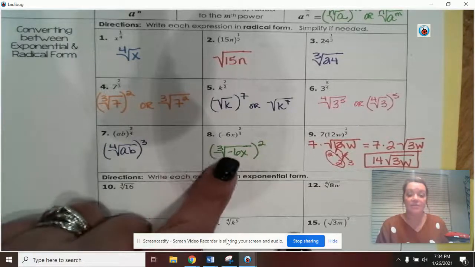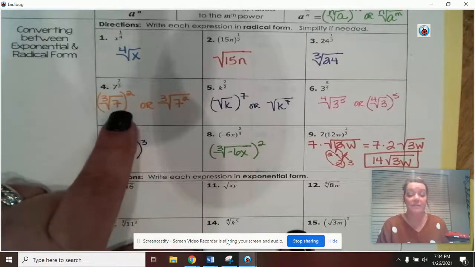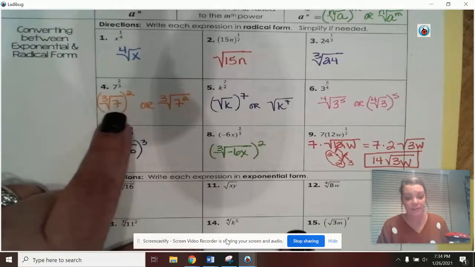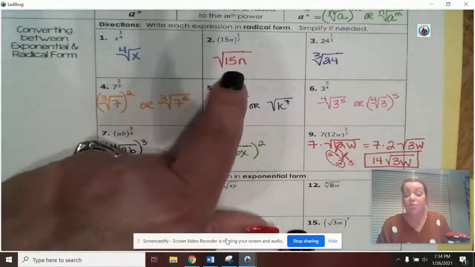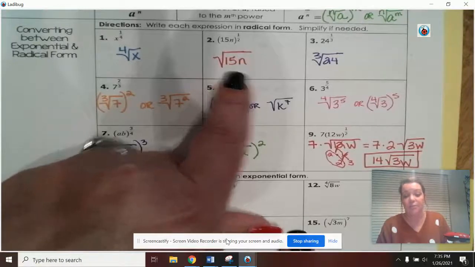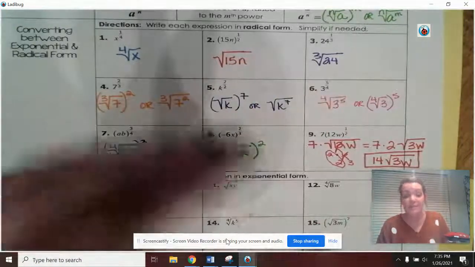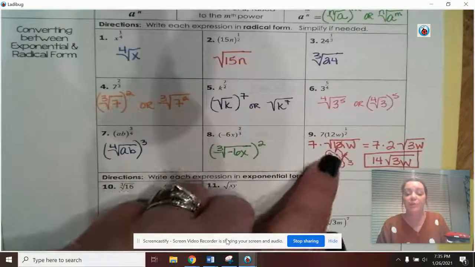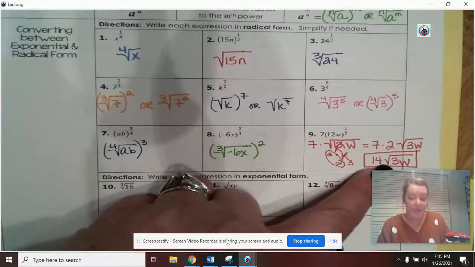Now, the reason I didn't do the breakdown on any of the rest of these, well, cube root of 7 doesn't break down any further. The square root of 15 doesn't break down any further. Cube root of 24, that's a decimal. It doesn't break down any further. So you only want to do this simplifying if you actually can, okay?